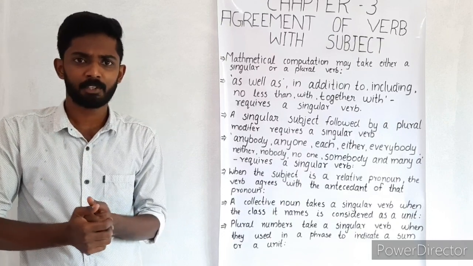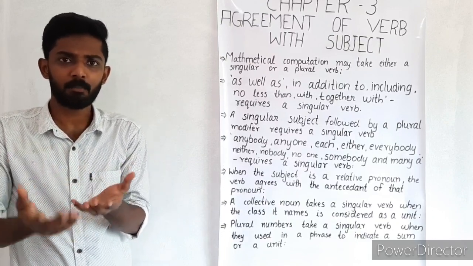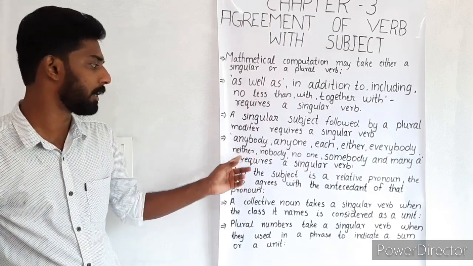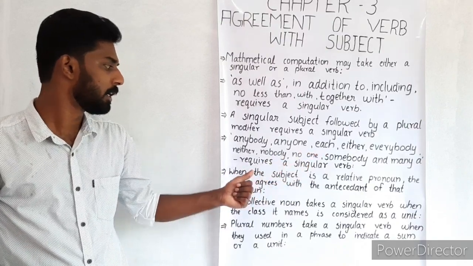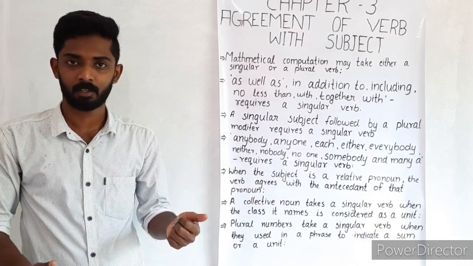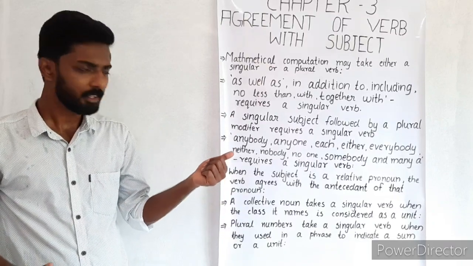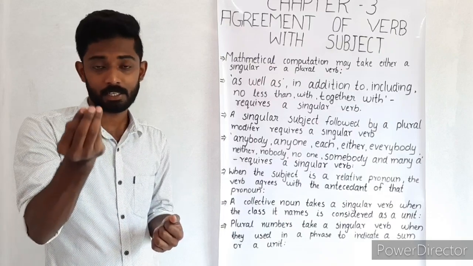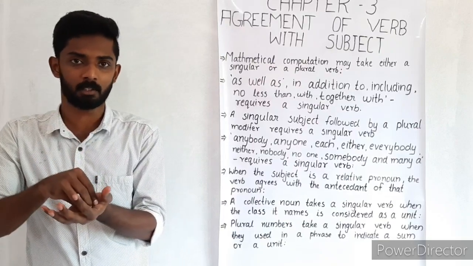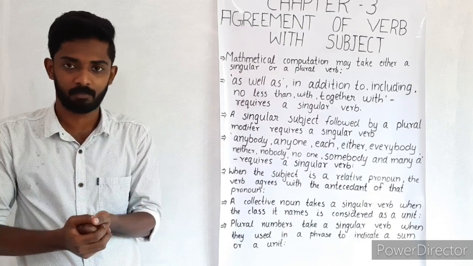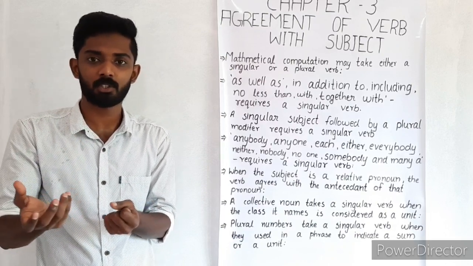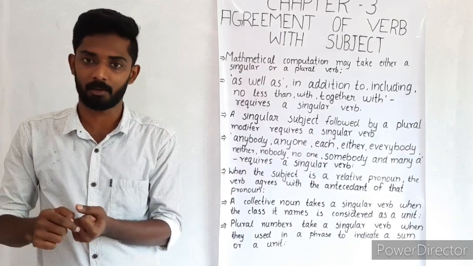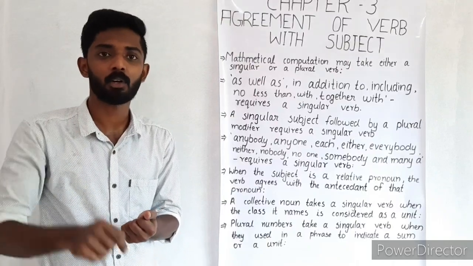And the next one is that indefinite pronouns such as anybody, anyone, each, either, everybody, nobody, no one, somebody, and many require a singular verb. In the sense, we can understand that these words are used in order to mention a single person or a group of persons. For example, each of them has a scholarship. So here the word each is used in order to specify all those people who are there, and all those people got a scholarship.